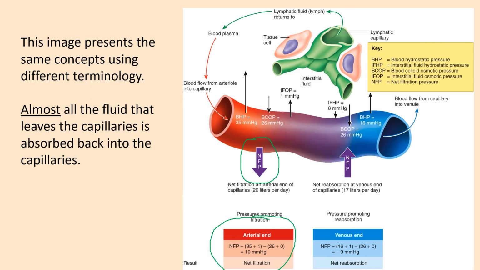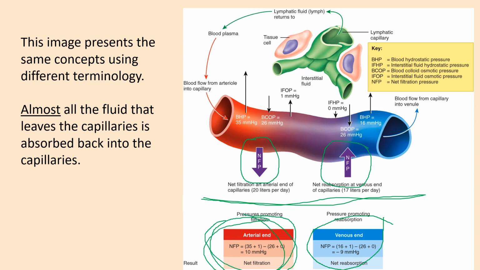And then let's look at the venous end and the values that are used here in this textbook. The values they use mean net filtration pressure at this end of the capillary sums to -9 millimeters of mercury. And the negative number indicates that absorption is going to occur. But again, the important point here is that over the entire length of the capillary, there's a little bit more filtration than there is absorption. So a little bit more fluid leaves the capillary than enters the capillary. And so we end up with a little more interstitial fluid and a little less plasma.